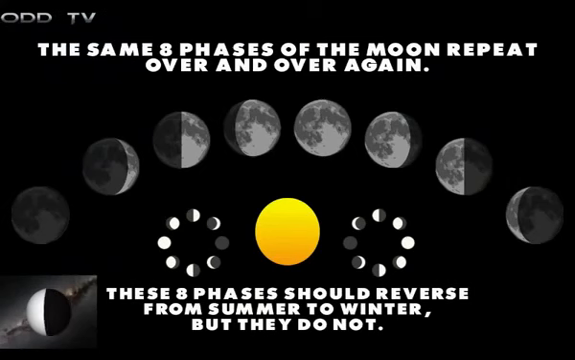Even the pastors and priests of the science religion readily admit this fact. The interesting thing about moon phases is that they are always the exact same 8 phases repeated. But if we were circling around the sun, these 8 phases would inevitably be reversed from the summer to winter seasons.